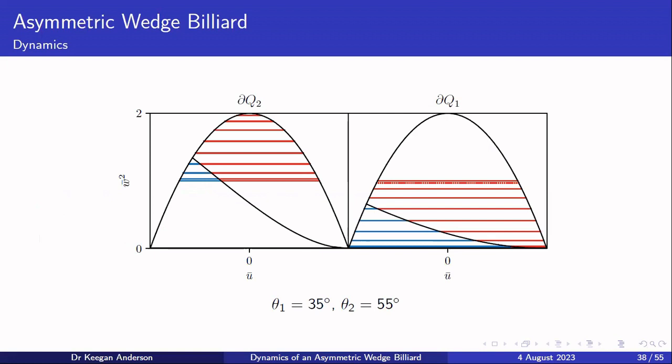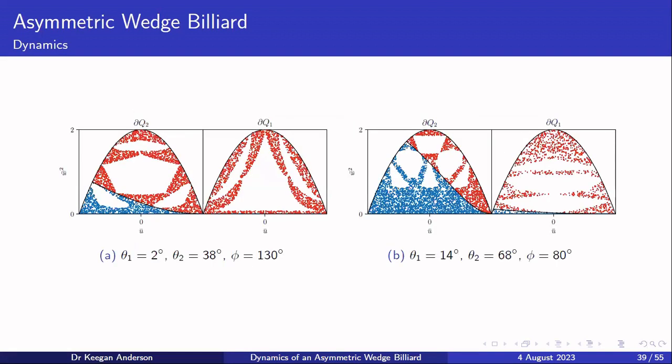And you can see that, similar to this wedge billiard, we again have these lines, which tell us that this is integrable dynamics. It's something which is nice and predictable. Here are two illustrations for when the sum of the angles is less than 90 degrees. And again, you can see this mixture of chaotic and periodic dynamics.